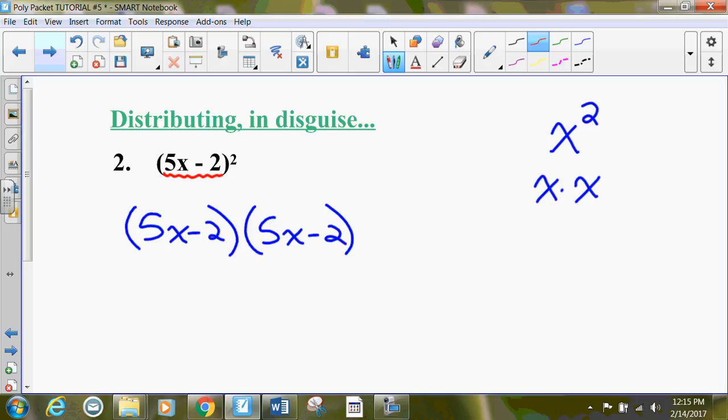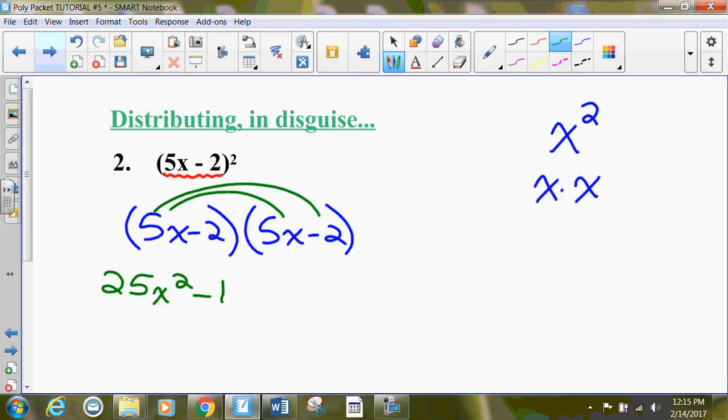We're going to go ahead and distribute the 5x. So 5x times 5x is 25x squared. 5x times negative 2 is negative 10x. Negative 2 times 5x is negative 10x. Negative 2 times negative 2 is positive 4.